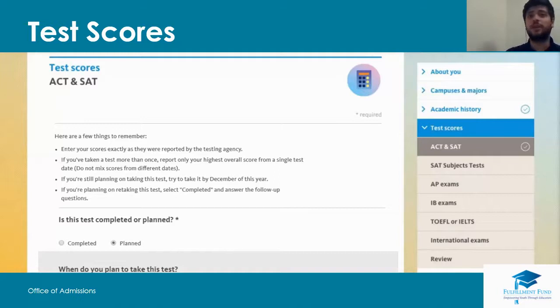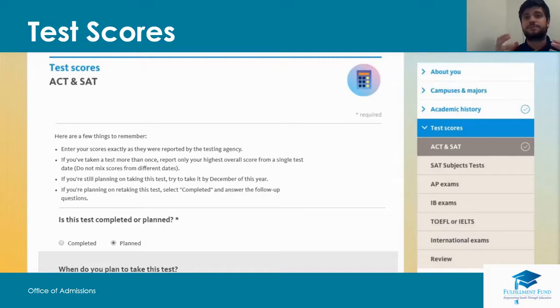Keep in mind, again, that all SAT and ACT exams are test optional, so essentially you don't have to take them if you would not like to. But if you do want to take these, you should be taking them by December of your senior year. If you try to take them after December of your senior year, we're not going to get scores on time to be able to evaluate your application with those scores in mind.